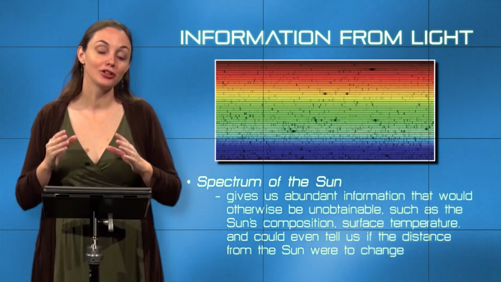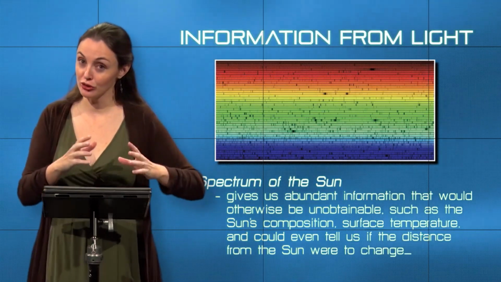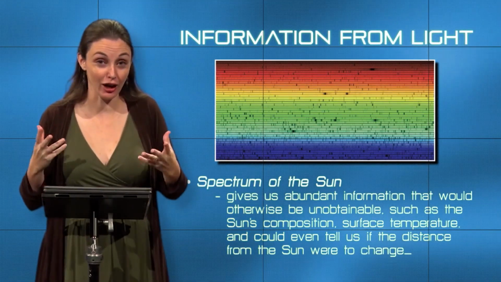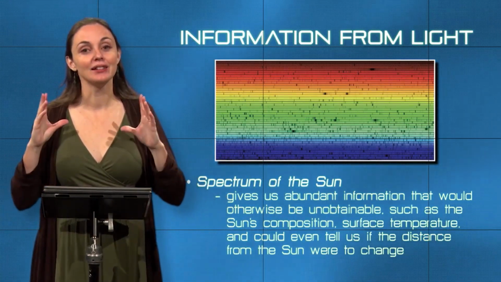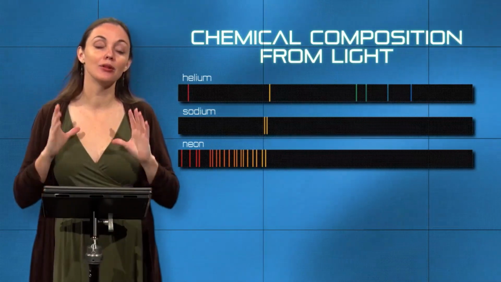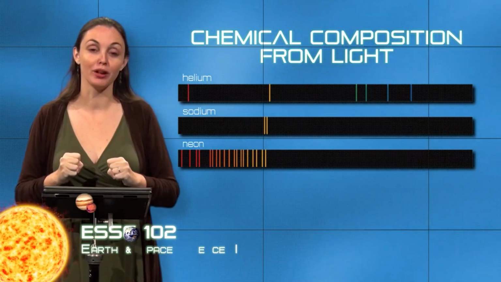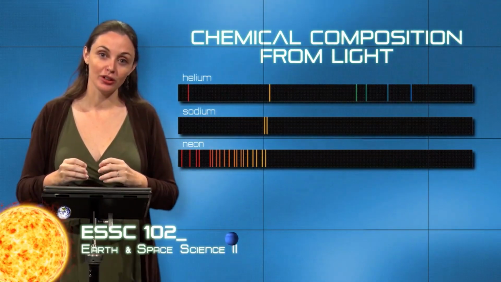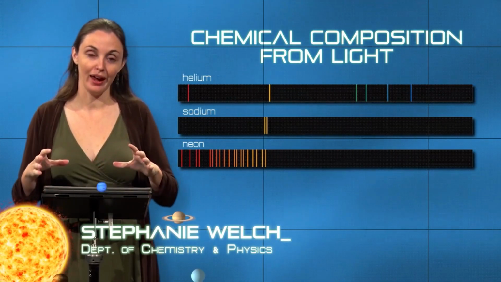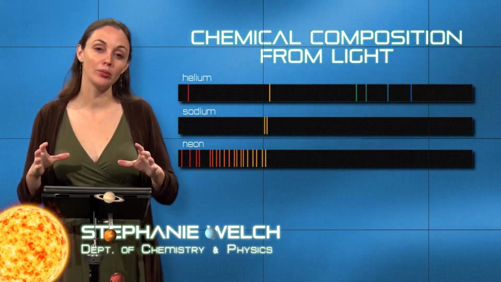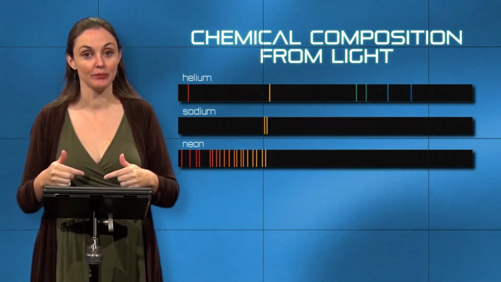So the first and most interesting thing that we can determine about any of these objects that are producing light, not just a closer object like our sun that we're practically right on top of, but some really distant star or even a distant galaxy, is its chemical composition. And to me, this is the most amazing thing that we can determine solely from light. Now, the way this works is light from an object is going to be emitted, and the wavelengths of light that are going to be emitted are in part going to be controlled by the object's composition.